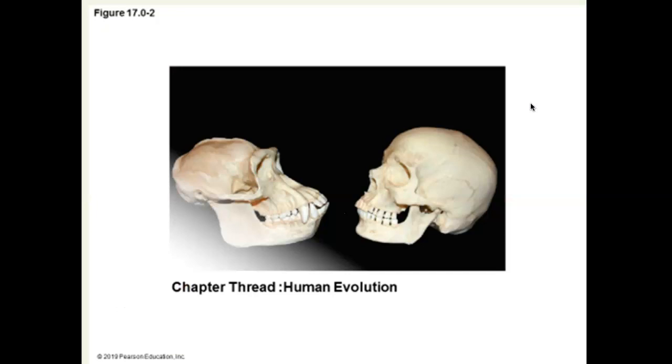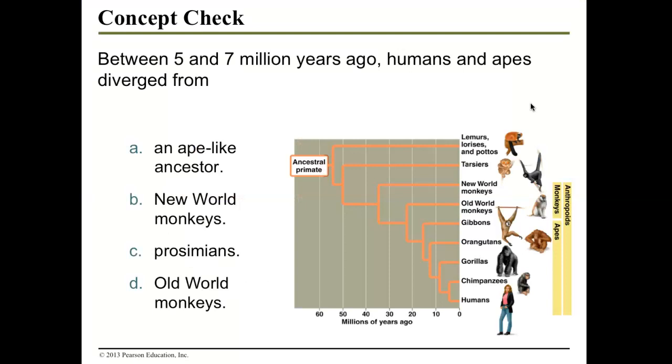All right, so human evolution, some concept checks for you. Between 5 and 7 million years ago, humans and apes diverged from... take a look. Your answer is letter A, an ape-like ancestor. Prosimians I didn't mention in this lecture, and I don't expect you to know it, but that's this group of organisms right here. Tarsiers and lemurs are considered prosimians. But if you look at the question, between 5 and 7 million years ago, so that's around here, right? Because that's 10 million years ago. So somewhere around here, humans and apes diverged from, right?